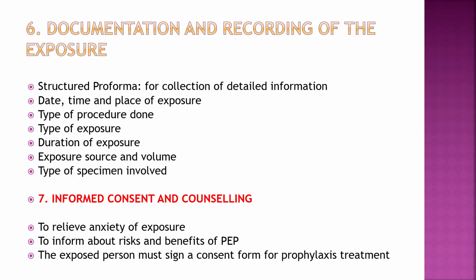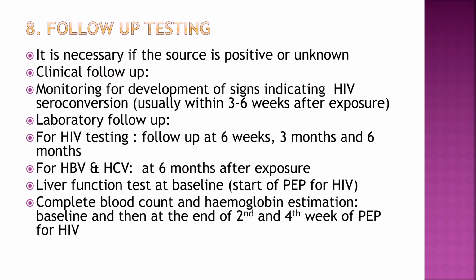A structured proforma is there for collection of detailed information: date, time, place of the exposure, type of procedure done, type of exposure, duration of exposure, exposure source and volume, type of specimen involved. Then the 7th step is informed consent and counseling. To relieve anxiety of exposure and to inform about risk and benefits of PEP, the exposed person must sign a consent form for prophylaxis treatment.